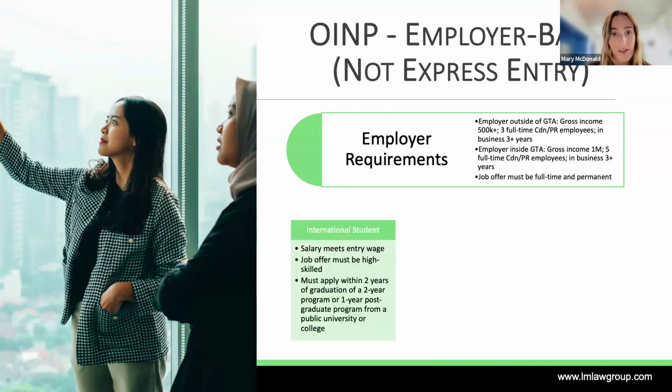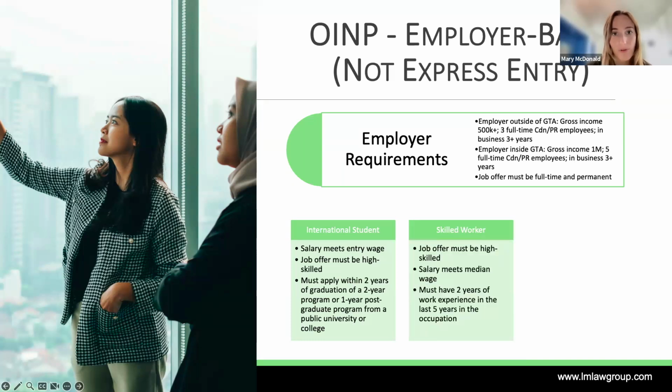Within these job offer based OINP streams, there's three different categories. There's the international student stream. This is a great one if you're a recent grad and you have a job offer. You need a job offer that meets those requirements I just mentioned. You need to have completed your program of study in Ontario within the last 2 years, and you need to have graduated from an eligible program. So if you're doing a bachelor's at OCAD, for example, master's, PhD, those would all qualify under this stream. Aside from that qualifying education credential, you need a high-skilled job offer that is full-time, and you need to be paid at least the low wage for your occupation according to your location of employment.